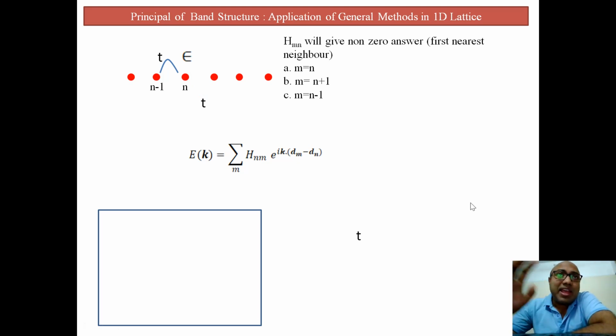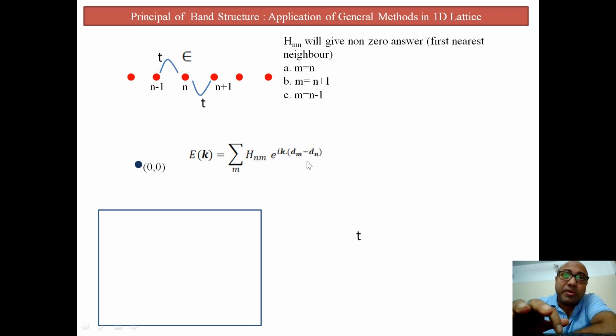Now we can take any arbitrary 0. You can see I have just taken the 0 because I have to calculate dm minus dn. Now how to calculate? You take 0 over here. Then this is dn, the nth component, this is dn.